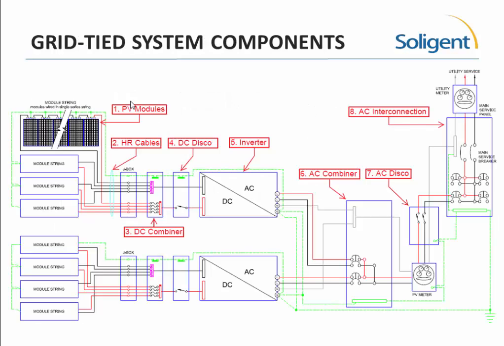So I think we went through most everything on here. We started with PV modules. We talked about home run cables, DC combiners, DC disconnects. We've gone over inverters, AC combiners, because we have to combine our 2 inverters here. We came through our production meter to our AC disconnect and off to our service with our service connection and off to the utility.